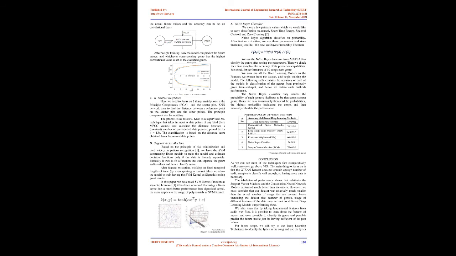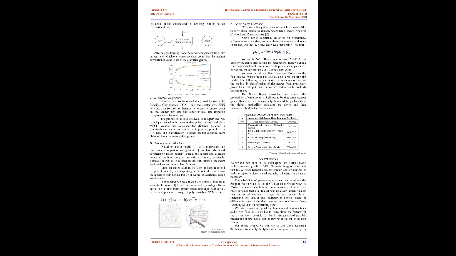B. Recurrent neural networks, LSTM. For RNN, we use the stored MFCC values as input. The model has 5 layers, a total of 58,000 trainable parameters and is set to 30 epochs and trained. Fundamentally, RNN LSTM cannot be used to classify, however it can be used to predict future values, and then check the correlation between the predicted future values vs. the actual future values, and the accuracy can be set on a correlational basis.